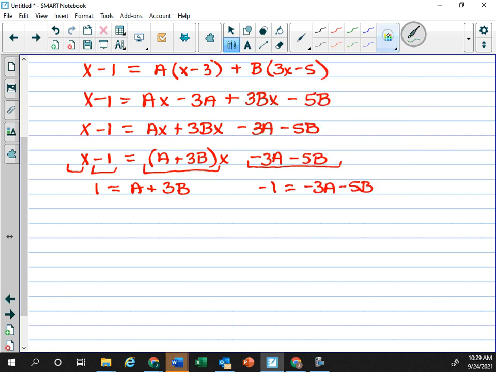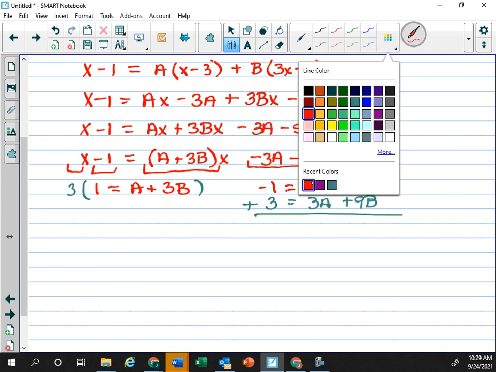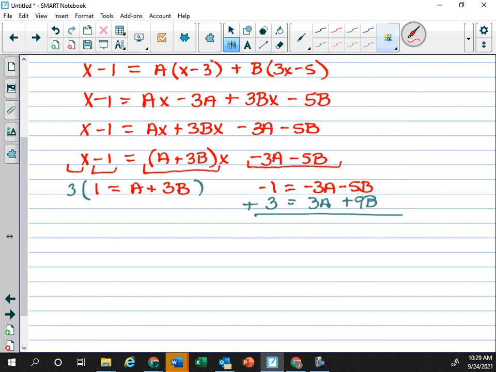I'm going to take this one times 3, and then I'll just write that down here. So I have 3 equals 3a plus 9b. And then I can just add those together. That eliminates the a. I have 2 equals 4b, which means b equals 1/2. You with me on that elimination step? Okay, so that's one little piece.